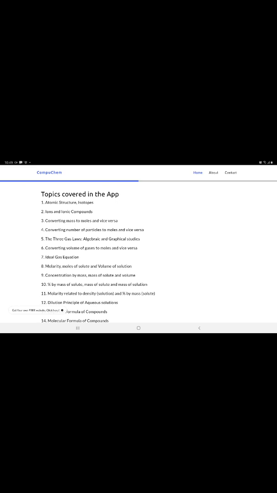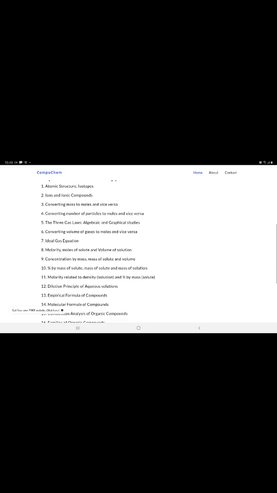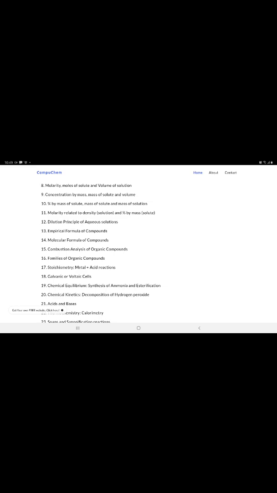This is application number 5, conversion of volume of gases to moles, ideal gas equation, molarity, moles of solute, volume of solution, concentration by mass, mass of solute and volume of solution, percentage by mass of solute related to mass of solute and mass of solution, molarity related to density and percentage by mass of solute, the dilution principle of aqueous solutions, empirical formulas of compounds, molecular formulas of compounds, combustion analysis of organic compounds, the different families of organic compounds containing halogens, nitrogen, oxygen, or hydrocarbons are all studied quantitatively.